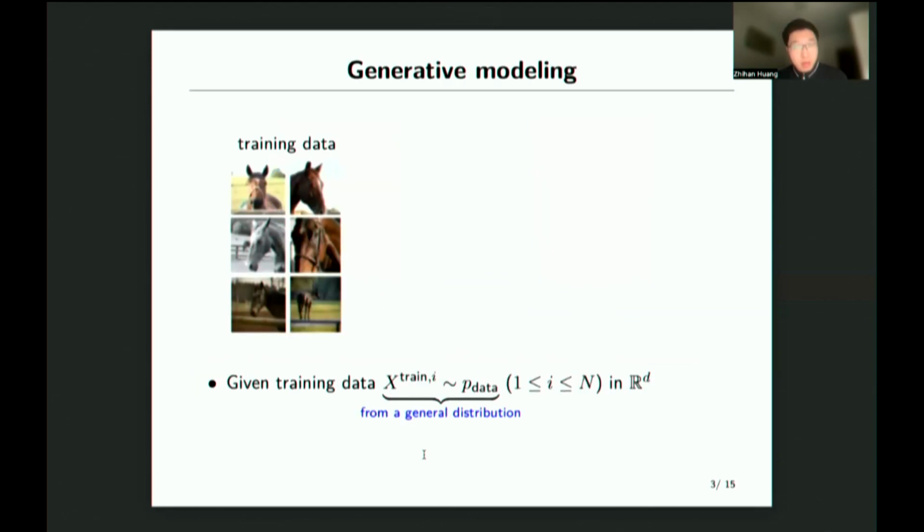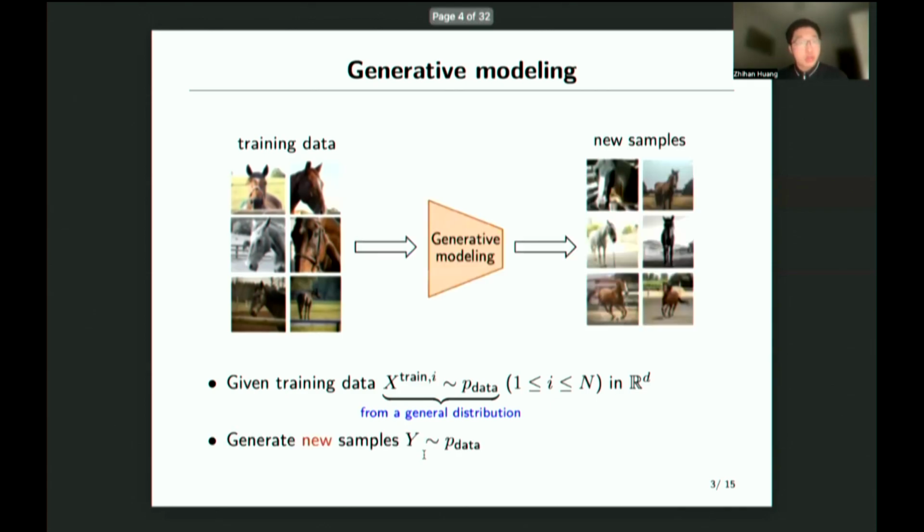In this paper, we will focus on generative modeling. In the generative model, we're given some training data xi, IID from some distribution in Euclidean space, like P data. And we aim to use this training data to get a generative model to generate new samples Y from the same marginal distribution P data.